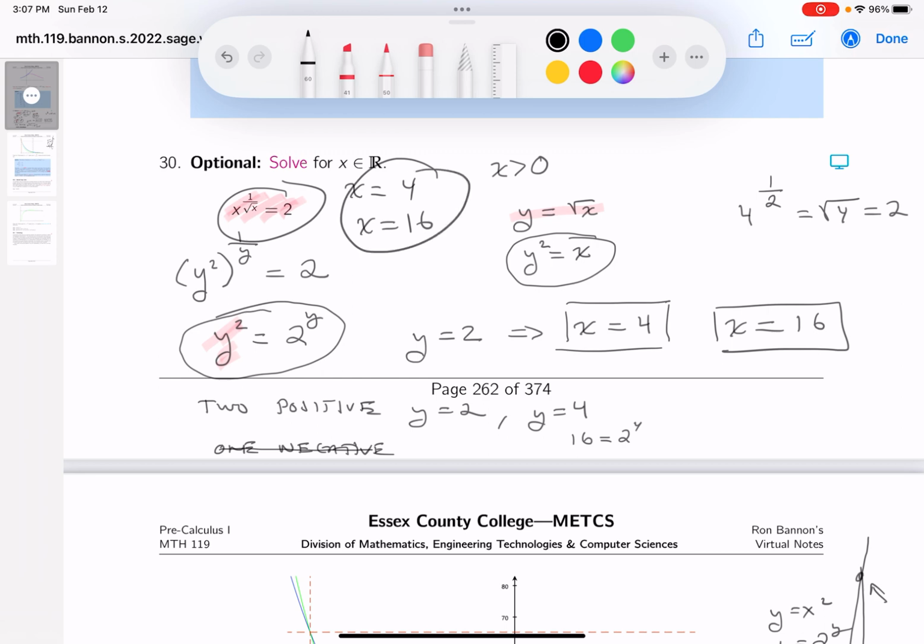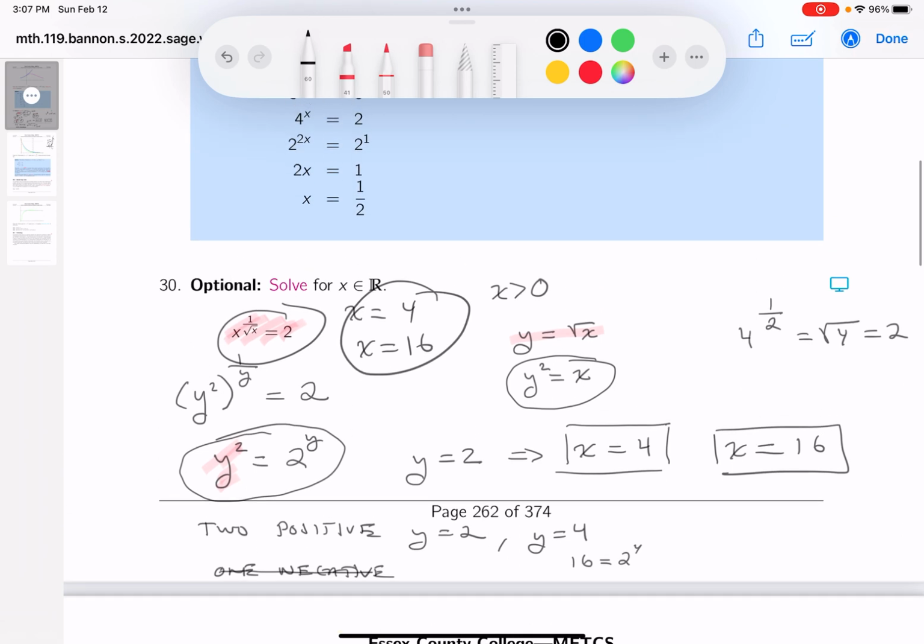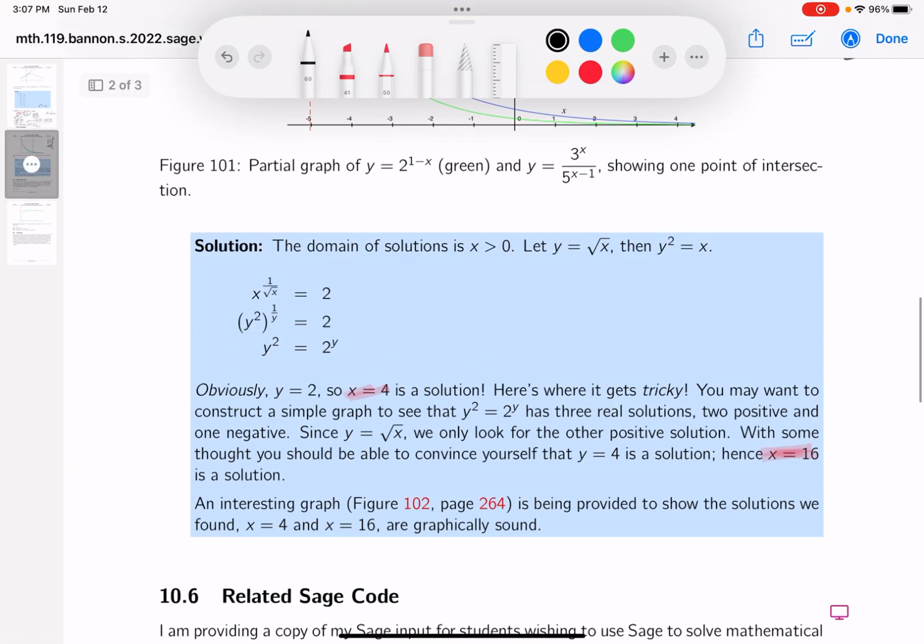Again, you can check those if you want. Maybe we should check this 16. What do you get? 16, and then you get 1 over the square root of 16, which is 4. And the fourth root of 16, well, it's really the square root of 16, which is 4, and the square root of 4, which is 2. That does work out. They both work out, by the way. All right, so 4 and 16 are the answers.